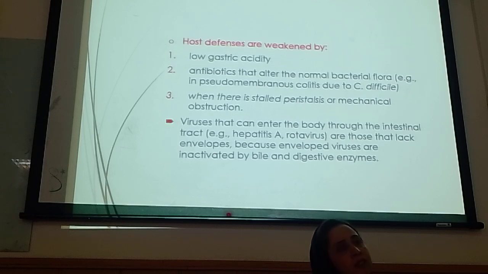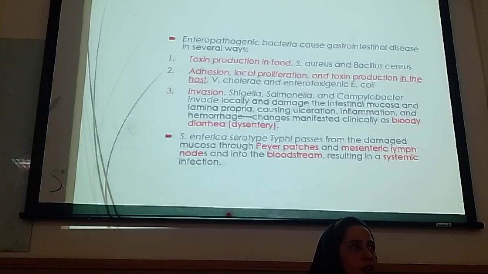And sometimes, because we take antacid medications, we will have low acidity of the stomach, and this makes us prone to infectious disorders, for example, Vibrio. Or when we use antibiotics that alter the normal bacterial flora, as I said, when we use clindamycin, for example, we will have pseudomembranous colitis. Or sometimes when there is a problem with peristalsis or a mechanical obstruction, we may also be prone to infectious agents. Okay.